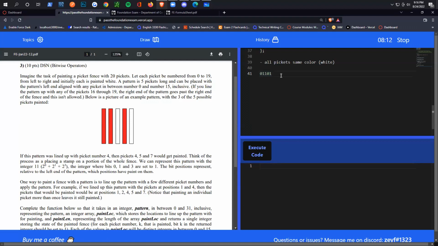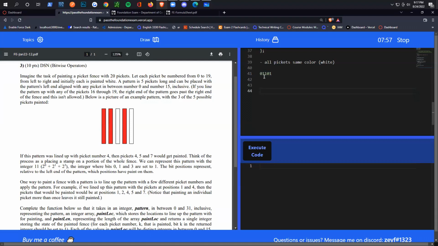Picture is below of an example pattern with 3 of 5 possible pickets painted. So if this pattern was lined up with picket 4, then pickets 4, 5, and 7 would get painted. So let's think about that. Let's write out the bits that we can have.